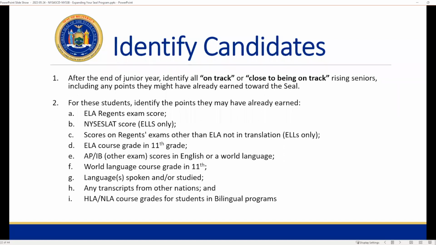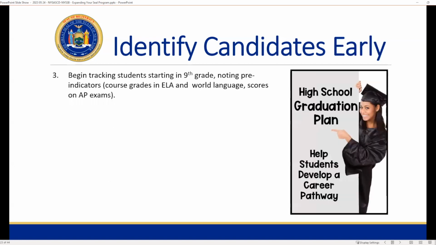For the ELs, you can look at the NYSESLAT score. You can look at other Regents exams for ELs not in translation, their ELA course grades, AP and IB exams of both English and world language, as well as the world language course grade in 11th grade. You can look up the languages spoken, get any transcripts from other nations, as well as look at any bilingual programs. And so by populating these on track and close to being on track students, you're going to be helping yourself because you can use one of the forms that we have to keep track of these points.